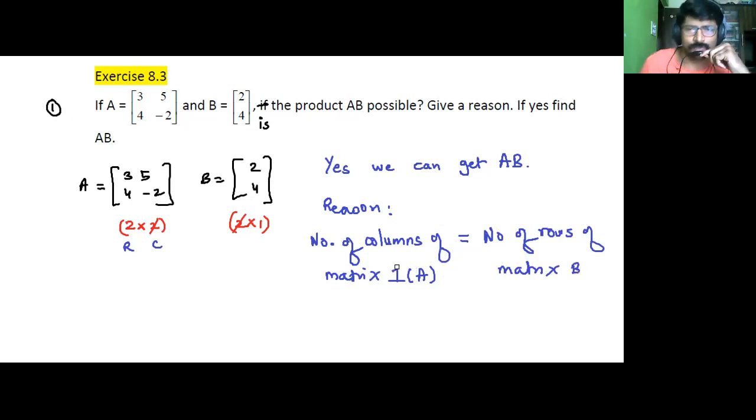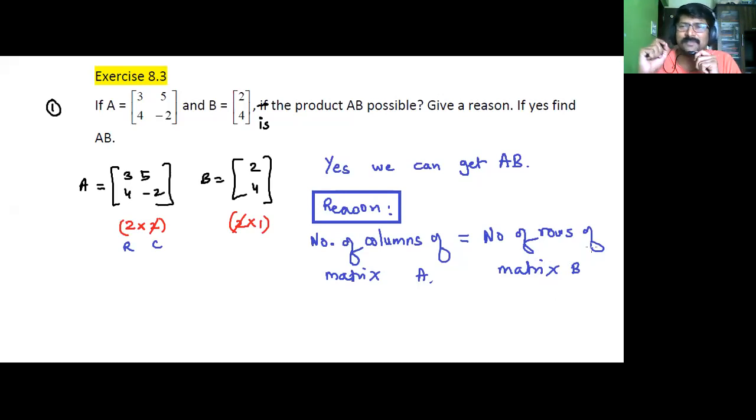If you understood this, you understood matrix multiplication first. So when can we multiply two matrices? Simple. If the number of columns of matrix A, or the first matrix, is the same as the number of rows of matrix B, then only we can multiply these two matrices. Otherwise, we cannot multiply. I hope you understood this. Isn't it very, very simple? If the number of columns of matrix 1 is the same as the number of rows of matrix 2, then only we can multiply the two matrices. Otherwise, we cannot. So simple. I hope you understood this.